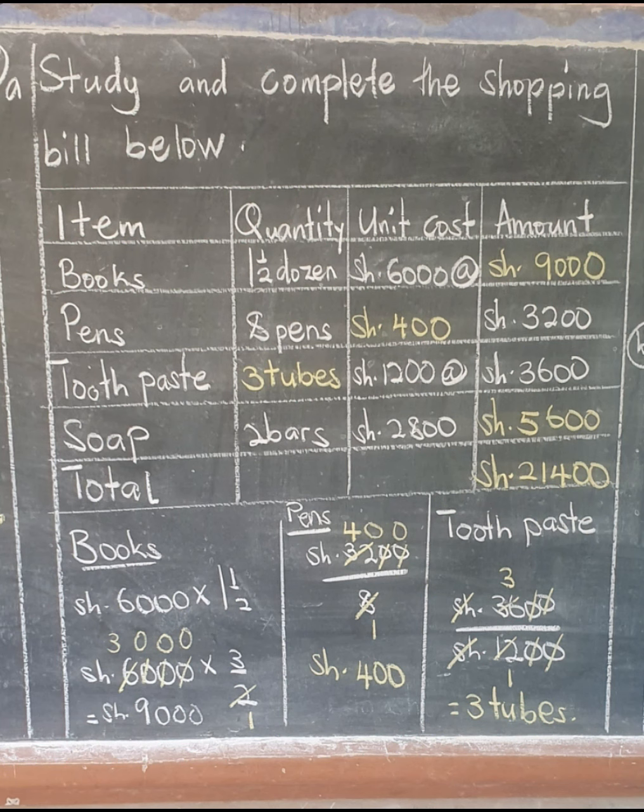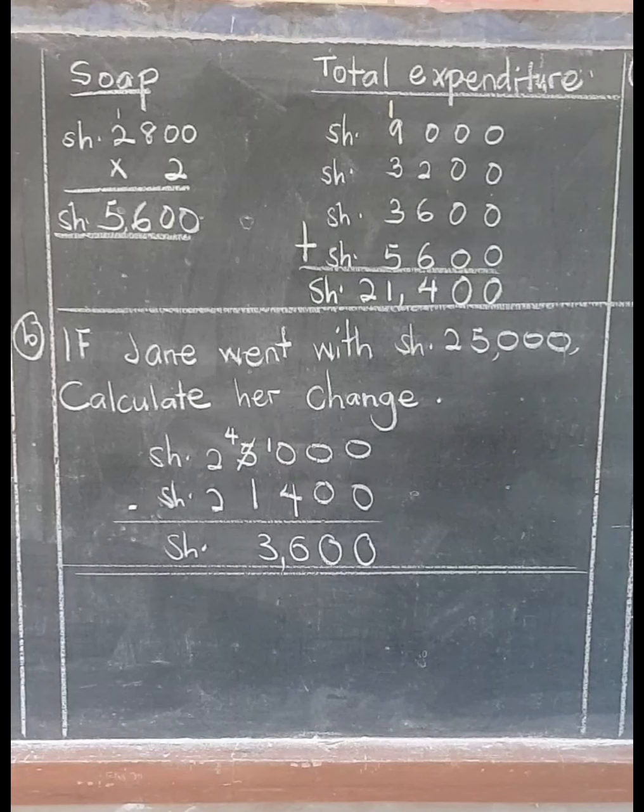Then lastly, we have to find the total. How do we find the total? We find the total by adding the amounts that we see under the column of amount. We have some money that was used to buy the items, so we add that money under the column of amount. When you add all that money, we shall end up with 21,400 shillings. Please place it there. And when you are arranging your numbers for addition, arrange them following the right place values.